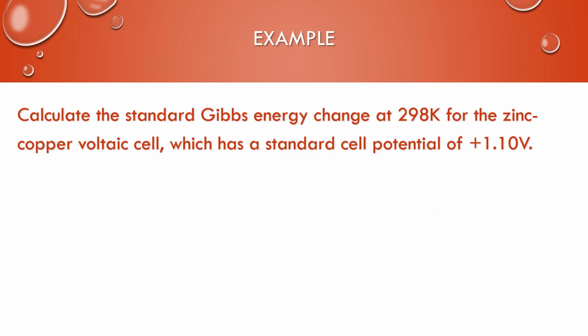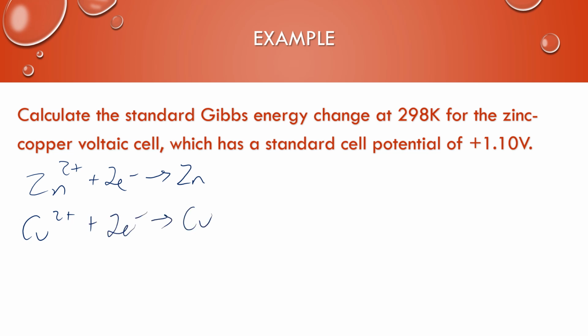Okay, so let's do an example. Calculate the standard Gibbs energy change at 298 Kelvin for the zinc copper voltaic cell, which has a standard cell potential of positive 1.10 volts. So we know that zinc and then copper, the zinc is a negative 0.76. If you use your data booklet, section 19, you can find the standard reduction potentials for these things.